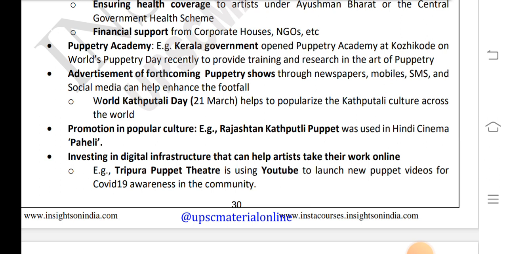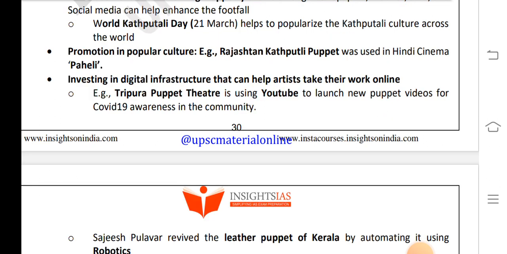Puppetry Academy: Kerala's government opened the Puppetry Academy at Kozhikode on World Puppetry Day, recently, to provide training and research in the art of puppetry. Advertisement of forthcoming puppetry shows through newspapers, mobile SMS and social media can help enhance the footfalls.